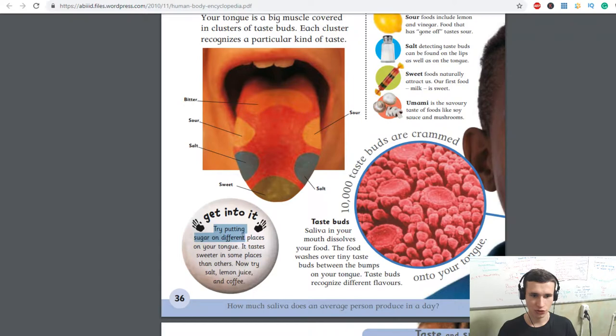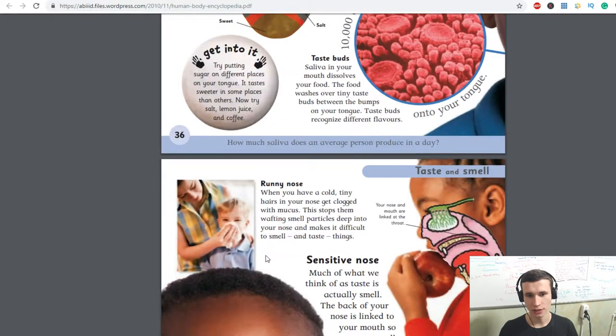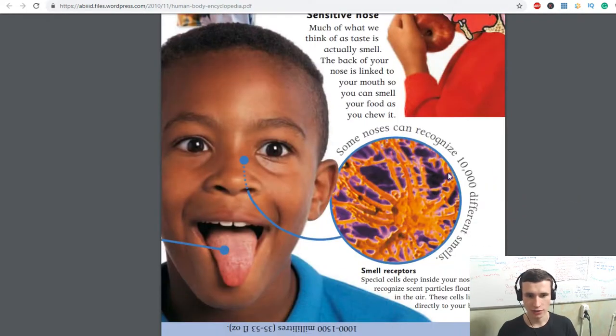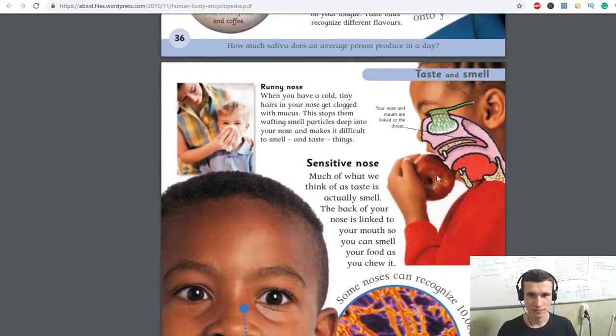Try putting sugar on different places on your tongue. It tastes sweeter in some places than others. Now try salt, lemon juice, and coffee. Thank you so much for the recommendation. I maybe will do this sometime.